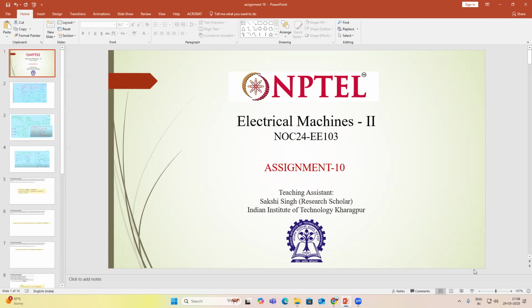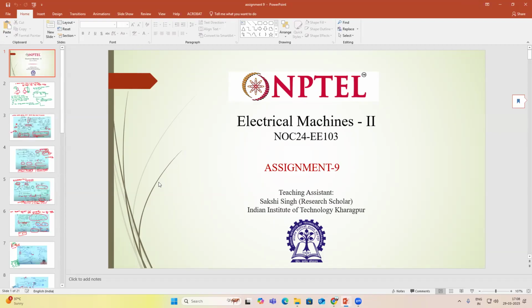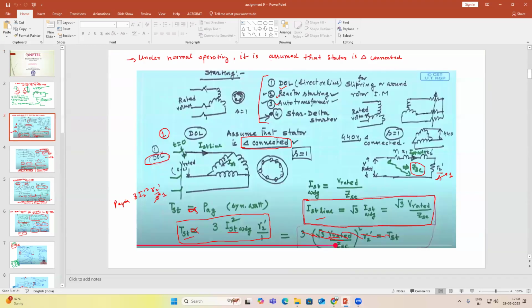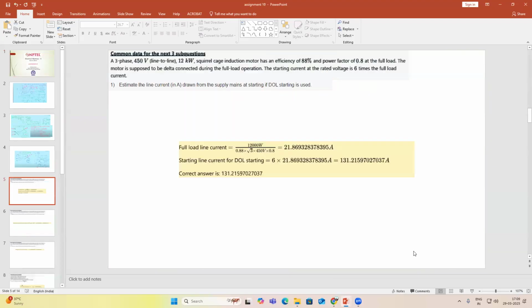So let me just start here. Let us first discuss the questions. I'll parallelly open the last assignment theory, because in the last assignment we saw the relations of various starting methods with the direct online starting method: the relation between the starting currents, the ratios of the starting currents, and the ratios of the starting torques. I'll keep that open so that we can come back and see the things, depending on the question.